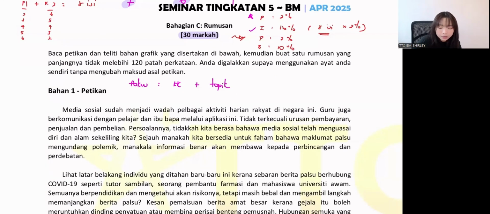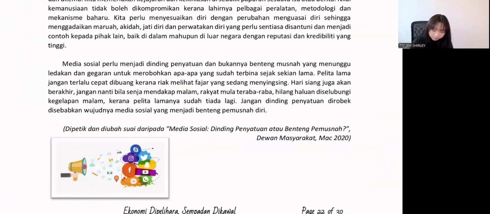Okay, first of all, instead of directly reading the passage, you flip to the end of the passage and look at this one. I'm not asking you to copy directly, but you may take this as a hint or reference so that you know a bit what the passage is about, because normally this will be the tajuk of the passage. Now, dinding penyatuan atau senjata pemusnah, media sosial. So you know that this will be something to do with what? Media sosial. We don't know the direction yet, but we know at least it is media sosial.